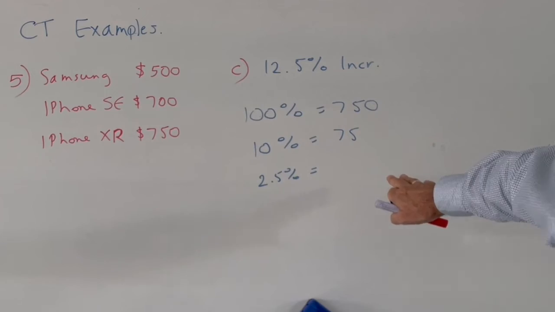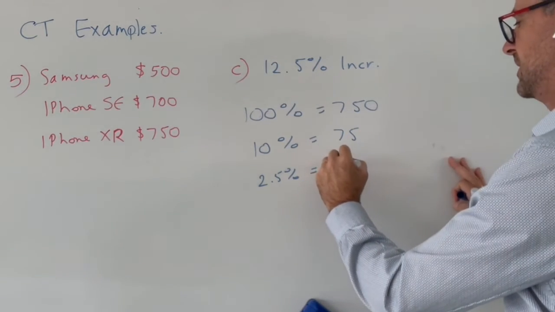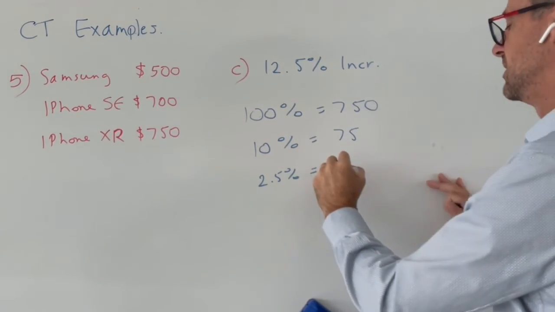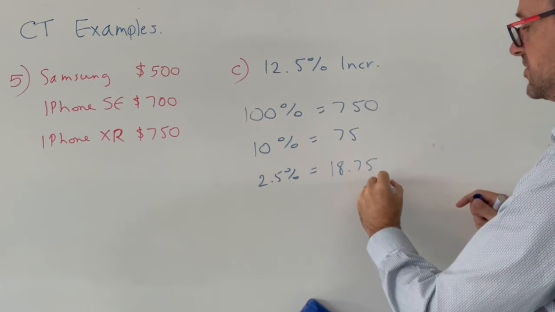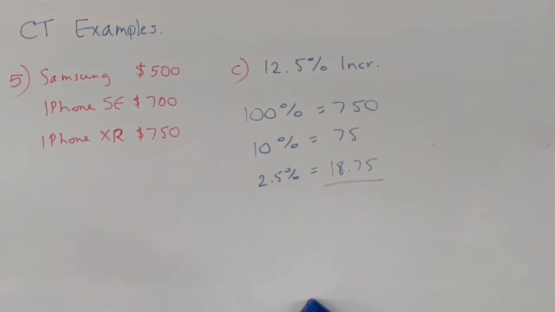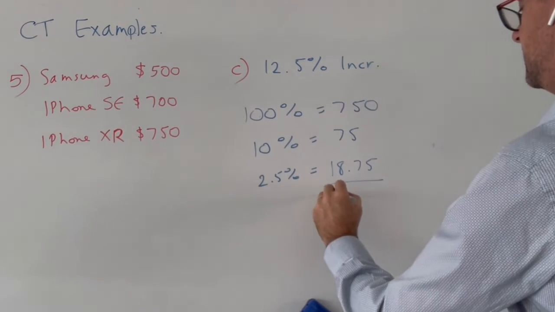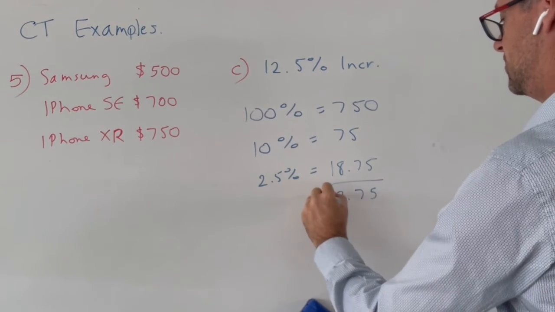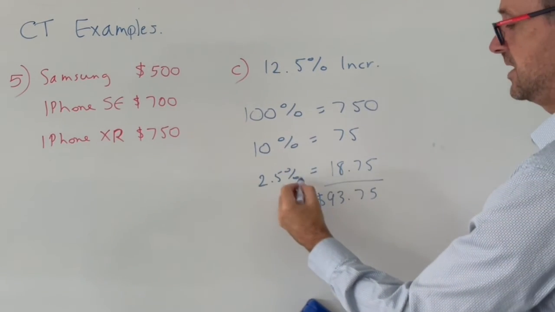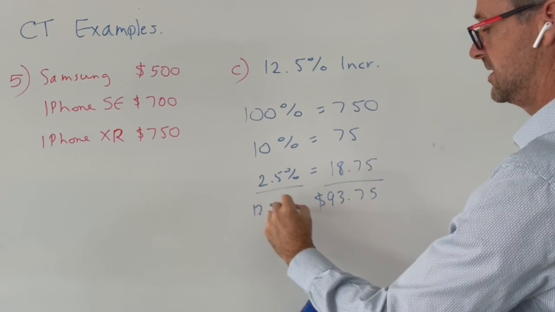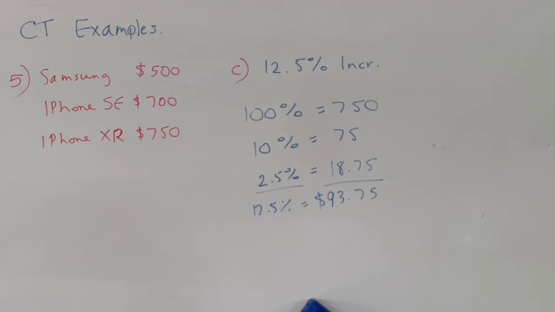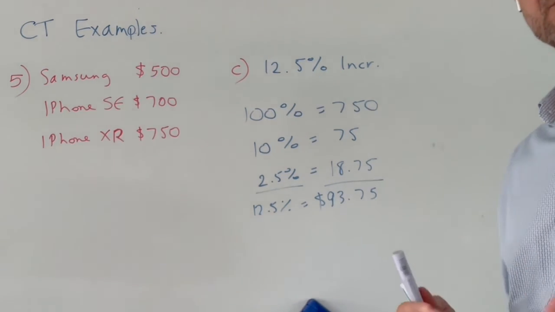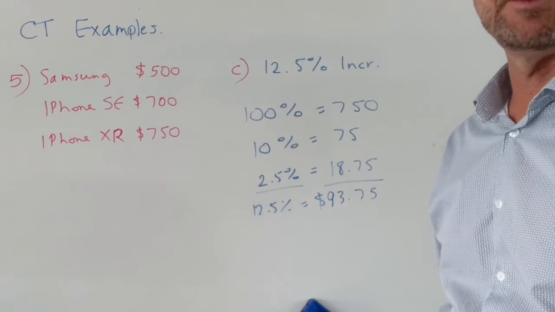So a quarter of that is going to be, halve it and then halve it again, so it's going to be 18.75. Then you can add those two amounts together, and that's going to give you 93.75 in terms of dollars, because the 10% and the 2.5% will give you the 12.5% here. It's going to equal $93.75. That's probably the easiest way to do it, just by using that 10% theory and just manipulating it that way.